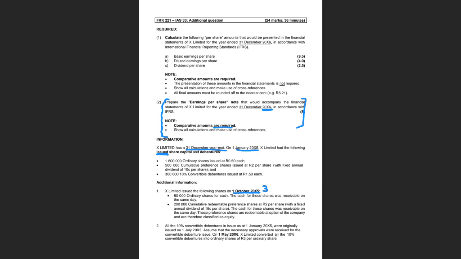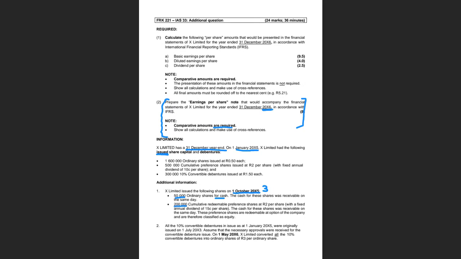So there were 50,000 ordinary shares that were issued for cash. That "for cash" tells us it's a for value issue, right? The cash for the shares was receivable on the same day. Okay, cool. So it's a for value issue of ordinary shares. It's going to go into the warehouse, and we need to weight that at 3/12. So that's important, right? That first one we must remember when we're doing our weighted average calculation.